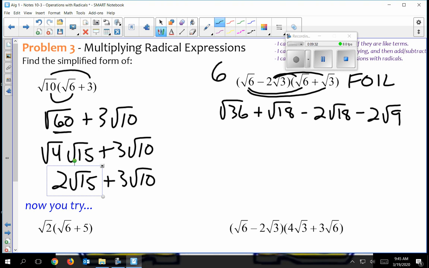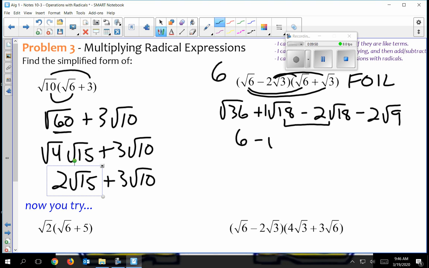I do have some perfect squares that I could play with, and I do have some things I could put together. So this will take us a little bit. Square root of 36 is going to give me 6. I can put like terms together. I'm going to do that first, or something else I could do with this later. So remember, there's a 1 right there.